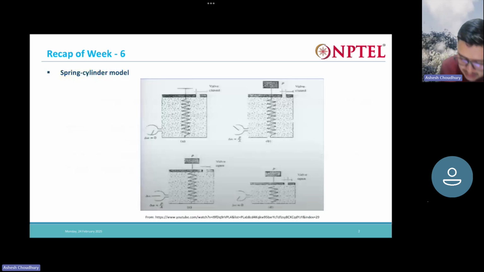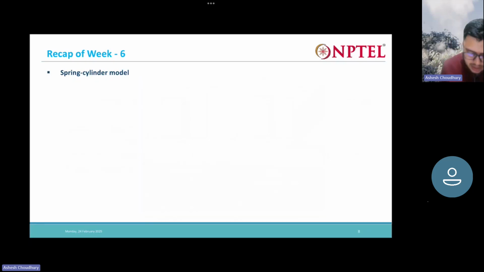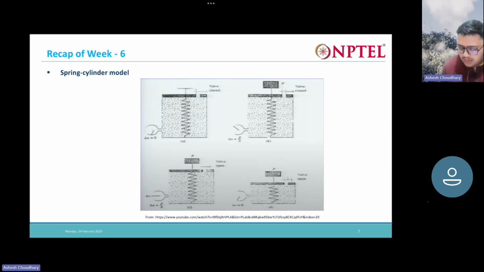Now let us see the spring cylinder model to better visualize the consolidation process. A saturated clay soil can be represented by this, right? You have a piston, a cylinder, a spring, and here you have valves, and this is completely saturated. Initially the valve is closed. Now, as soon as you apply some load here, you have applied some load to the spring, right?